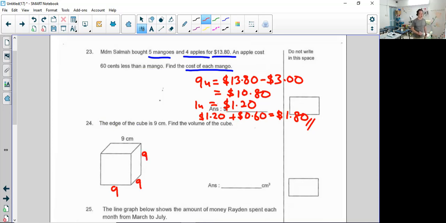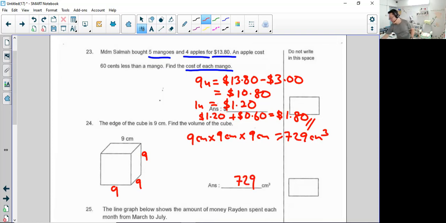So can we find the volume? To find the volume, that'll be 9 cm times 9 and times 9, right? So 9 times 9, 81. 81 times 9 will be 729 centimeter cube. So the volume of the cube is 729. Okay, 729 centimeter cube. Okay, let's go to the next one, question 25.